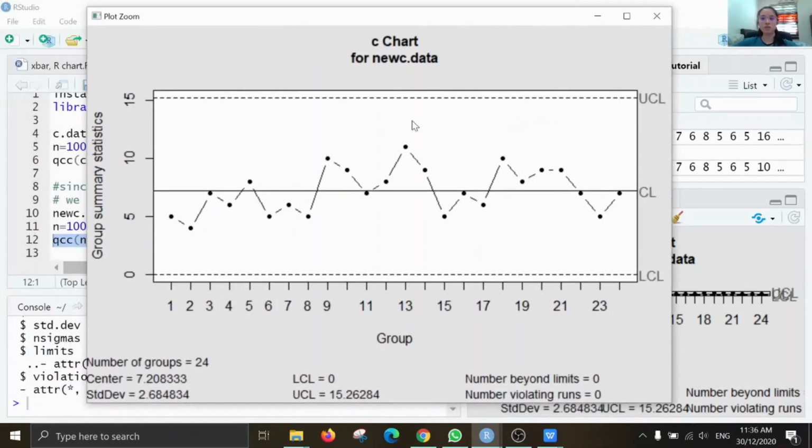From the chart, we can see that the number of groups is equal to 24, and the center line now becomes 7.2083. The lower control limit, we will still get a negative value, but we can just assume it as 0, and the upper control limit is 50.2628, and all the 24 points are within the control limits, so we can say that this process is under control.